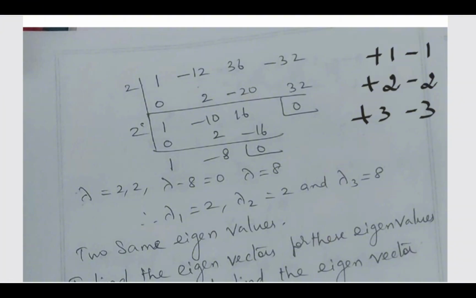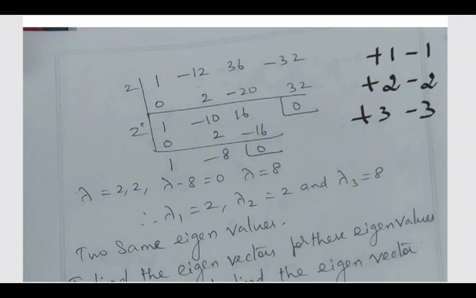Now 2 suitably fits the problem, so I substituted 2 and we got it as usual. Substitute by synthetic division: 1 plus 0 is 1, 1 into 2 is 2, 12 minus 12 plus 2 minus 10, 2 into minus 10 is minus 20, 36 minus 20 you will get 16, 16 into 2 is 32. So the last portion you are getting 0, that's correct.